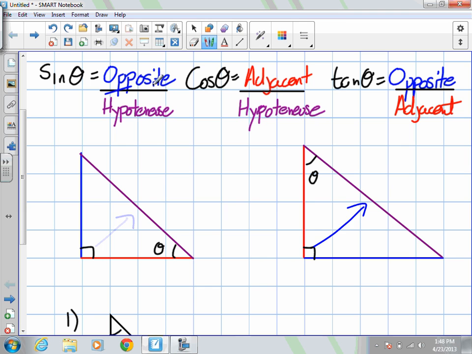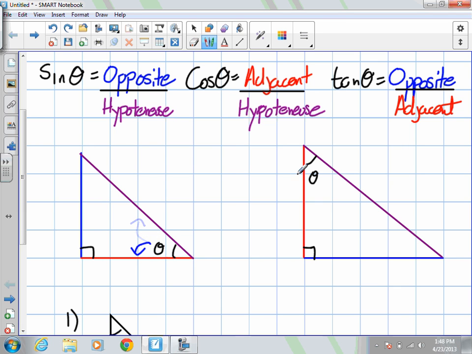But the opposite and adjacent change depending on what angle of the triangle we're referring to. So in our first example, where the angle is here, the opposite side is the side of the triangle that is not touching that angle. Hence why we have it in blue. Adjacent means touching, and technically there are two sides touching this angle, but one of them has already been named the hypotenuse. That is always a for sure. So the other side touching it must be the adjacent.